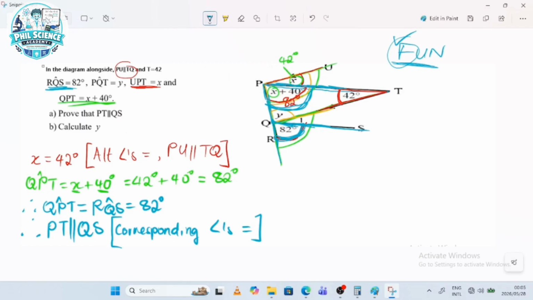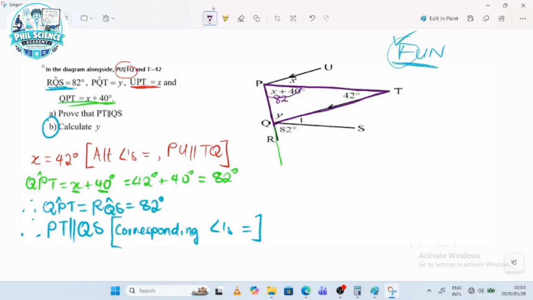So now, in B, we are supposed to calculate the value of y, right? You can do it in many ways, more like 1,000 ways. So you just choose which way you want to go. I will choose the sum of angles of a triangle. Hence you already know that x is equal to 42, making this angle equal to 82. So you're going to say 82 plus 42 plus y equals 180 degrees, right?